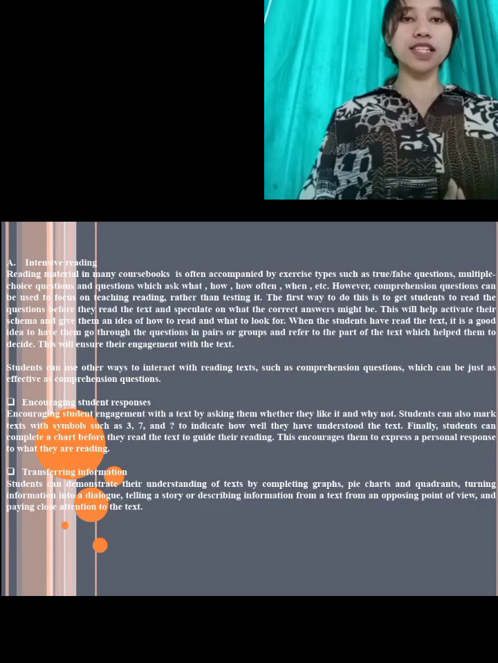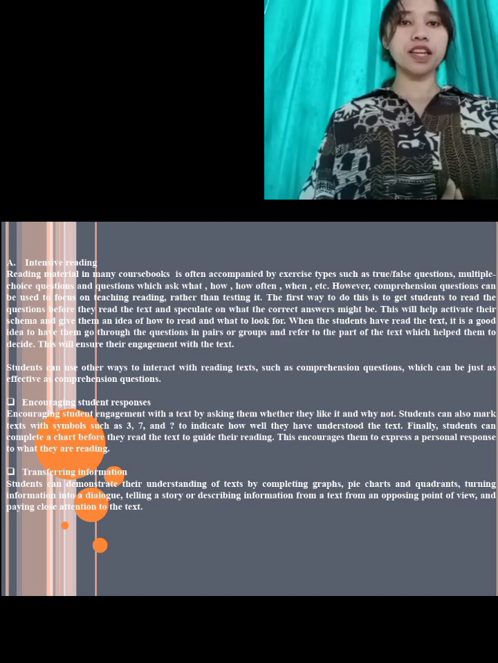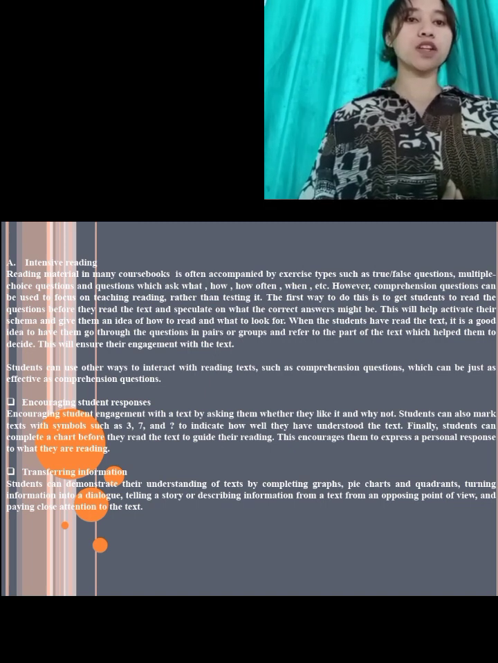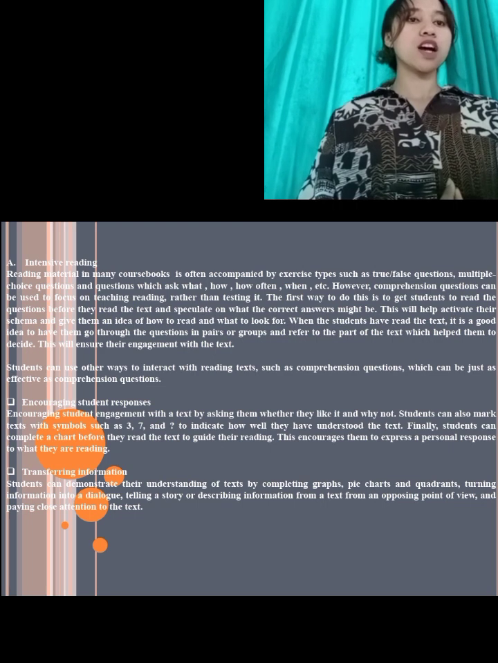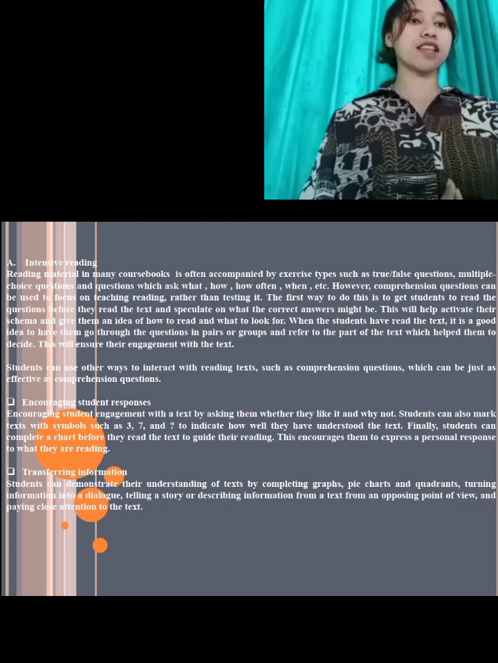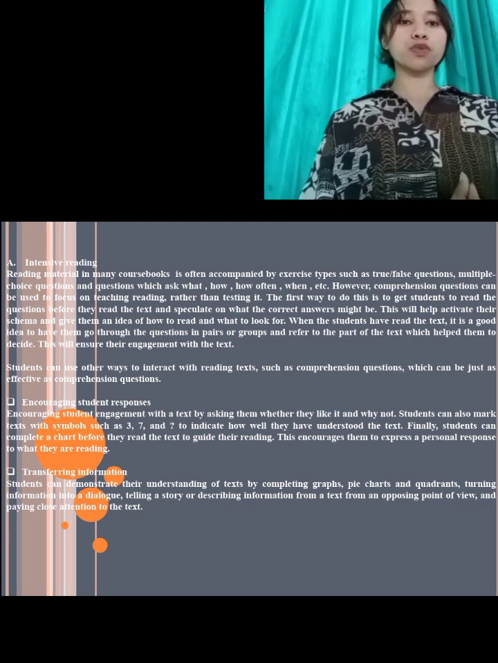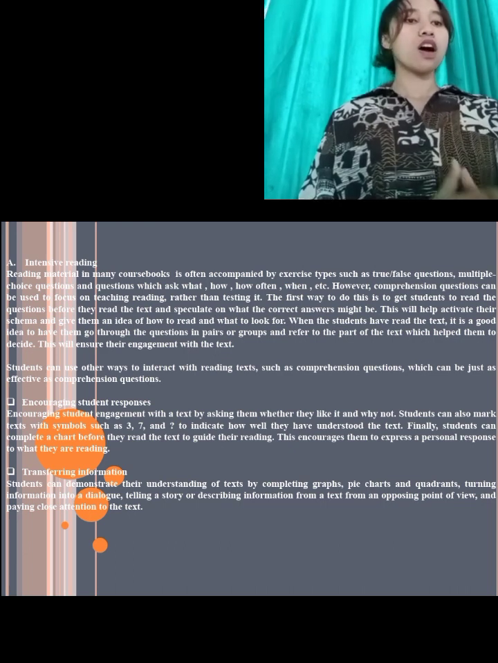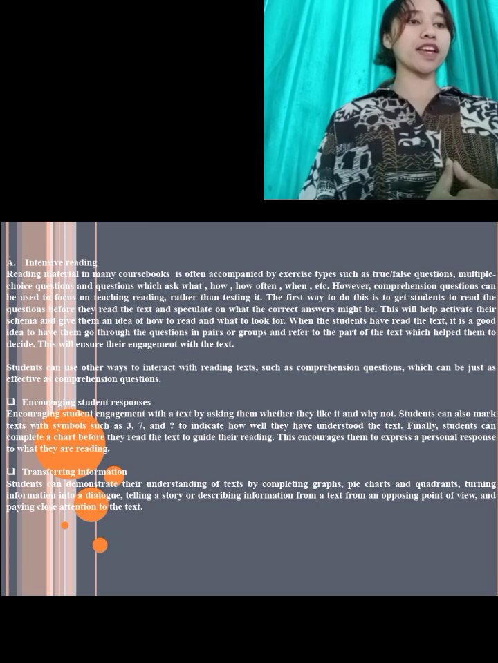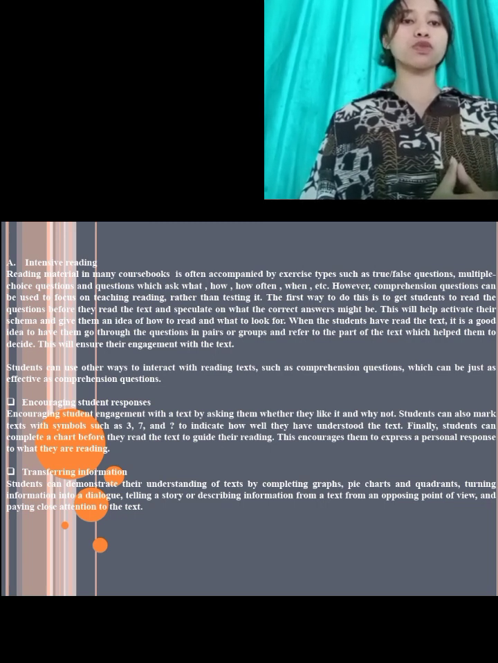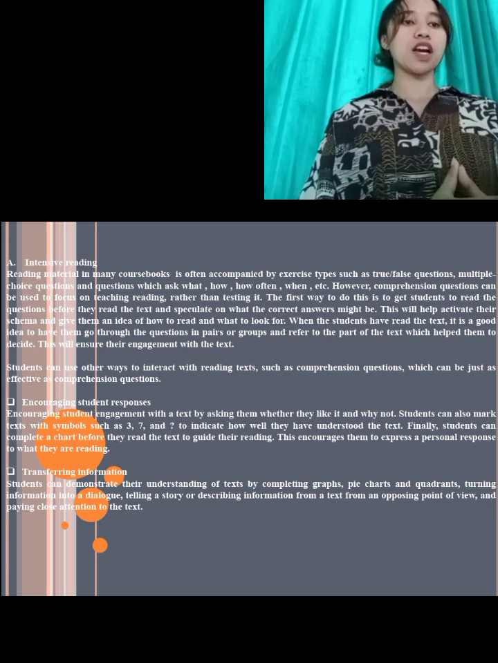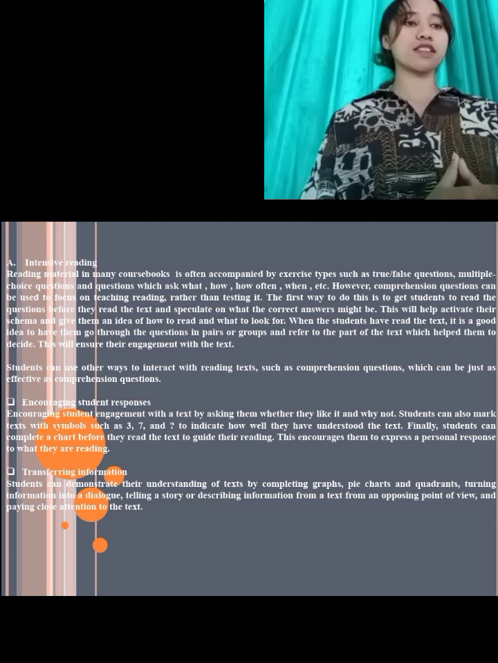The first one, intensive reading. Reading material in many course books is often accompanied by exercise types such as true or false questions, multiple-choice questions, and questions which ask what, how often, when, and so on. However, comprehension questions can be used to focus on teaching reading rather than testing it.